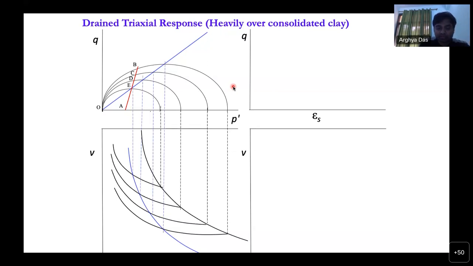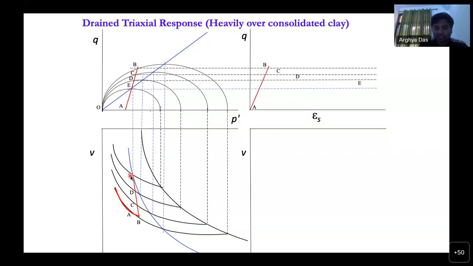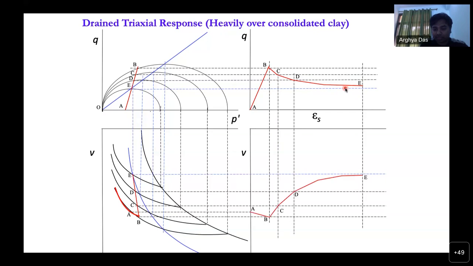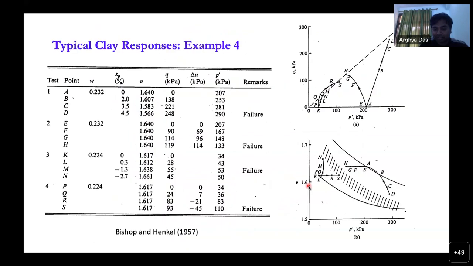So this is the volumetric response. We started from here and we are going up towards this point. You can see clearly that initially it is compressing and then it starts dilating, your volume going in the upward, opposite direction. If we plot the corresponding stress-strain plot, you can see first it is going to B and then C, so there is a softening response here. And if you are tracking the volumetric response, initially in the elastic state there is a slight compression, followed by a reverse process. Okay, so this is perhaps the last slide.